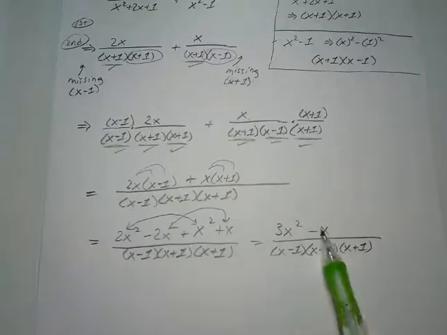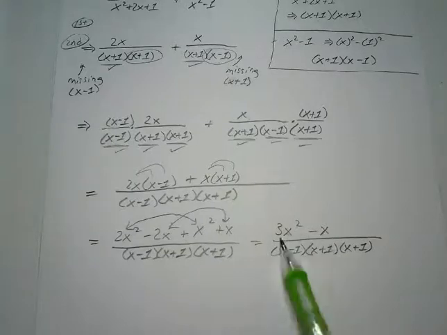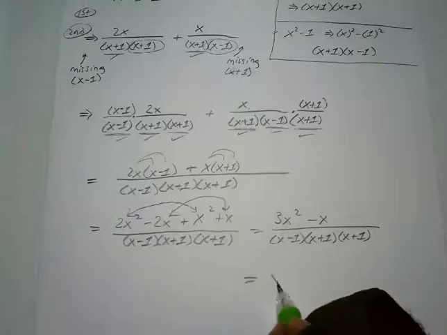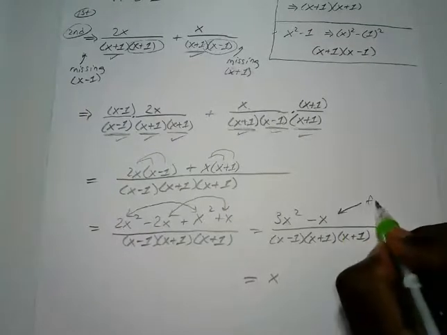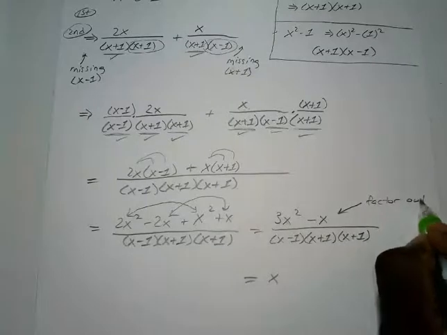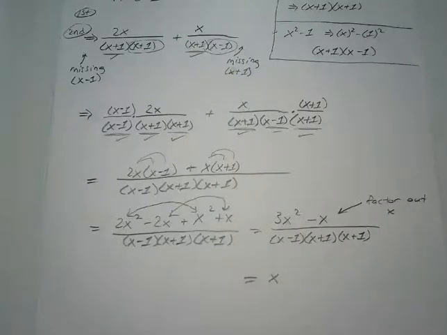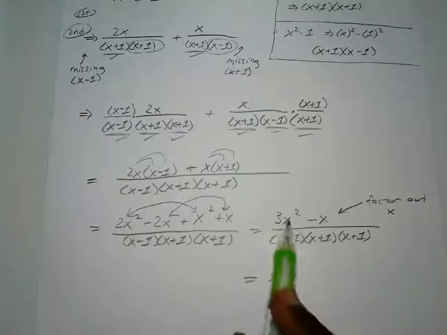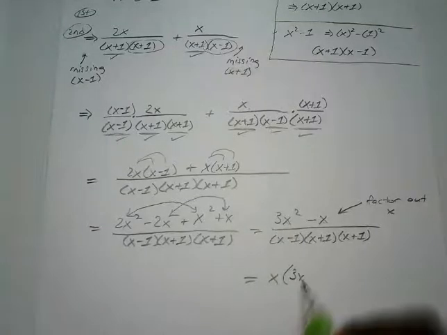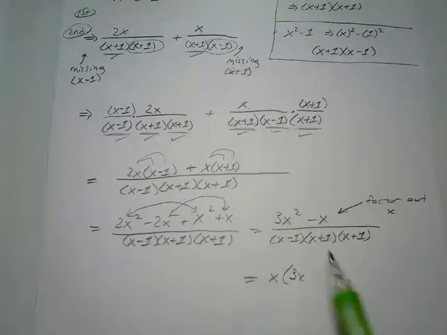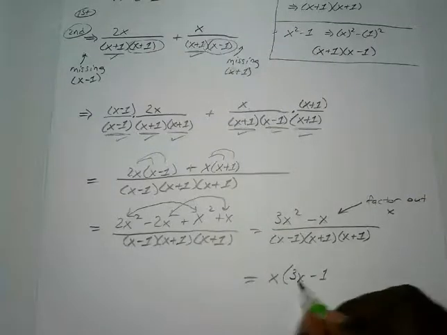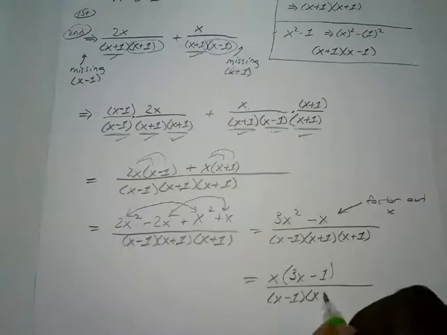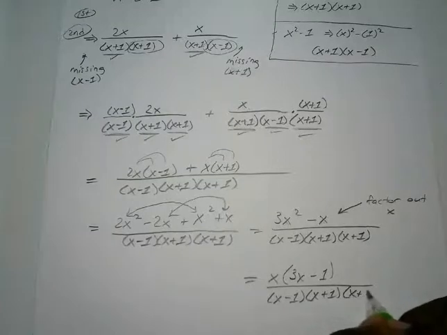Okay, if you look closely here, you can factor an x out of both of those terms. Alright, since you can factor an x out of both of those terms, let me write out factor out x in each of those terms. So we factor out an x. X times 3x will give us 3x squared. And x times negative 1 will give us negative x. So you have x times 3x minus 1 over x minus 1, x plus 1, and x plus 1.